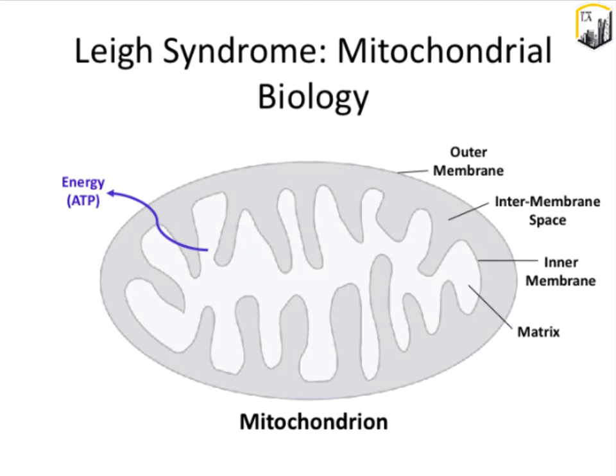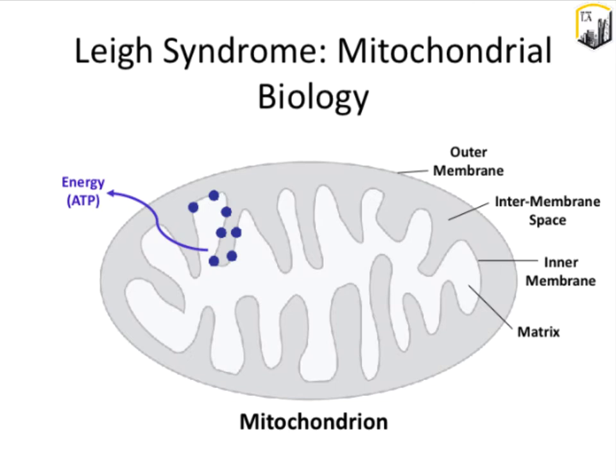In order to look into Leigh syndrome and try to develop some cell models, because there simply aren't many of them available out there, we decided to look into mitochondrial biology. If you remember, mitochondria are these uniquely structured organelles within the cell that produce the largest part of the energy within our bodies. And this energy is in the form of ATP.